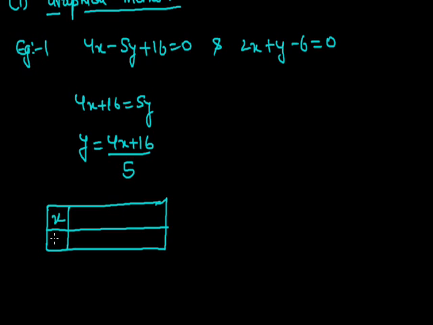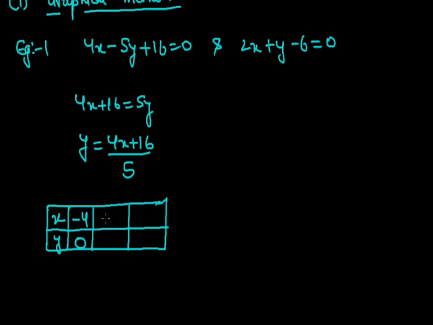So x and y. Now let's take 2 or 3 values of x, and accordingly I will get the same number of values for y. Suppose I take x as -4, it will become -16 plus 16, that is 0. So the value of y accordingly I will get as 0.